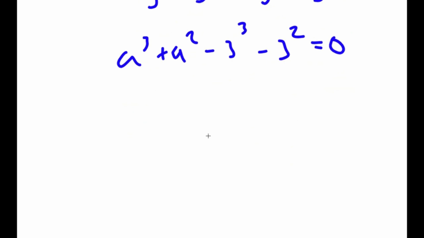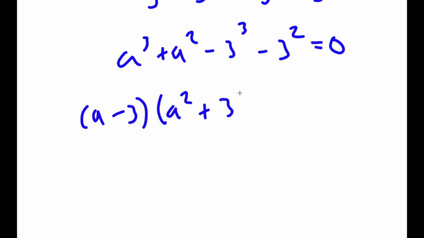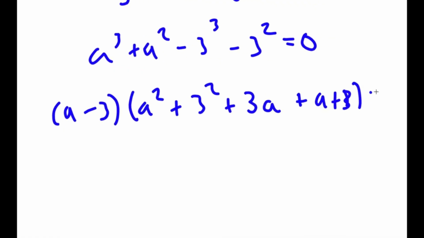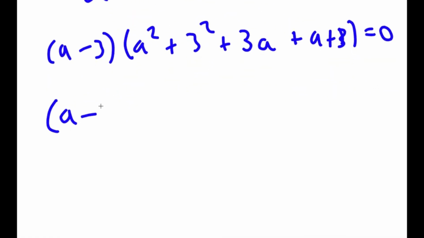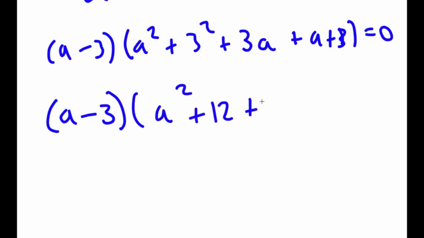Now I can rewrite this to be in the form a minus 3 times a squared plus 3 squared plus a plus 3 is equal to 0. And this simplifies to a minus 3 times a squared plus 12 plus 4a is equal to 0.